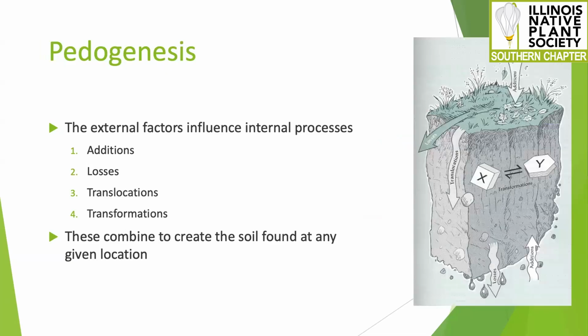Now, those are external factors, and those external factors influence internal processes. So we take that parent material, and to that parent material, over time, we will add things to it. We will remove things from it. We can have translocations. That means moving things around within that soil profile. And we have transformations, changing things from one type of material to another. So in our pedon right here, pedon being a unit of soil that we can define on the landscape, you'll see examples of that. With the additions, plants are really important in a lot of our additions in our soils.